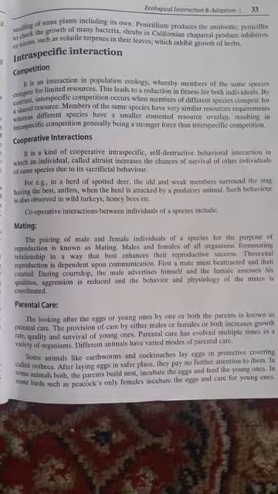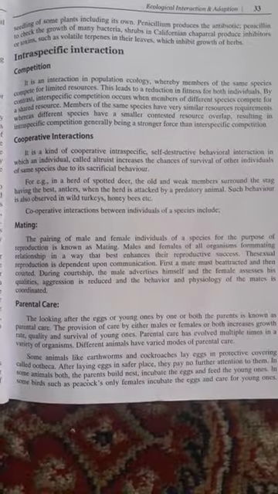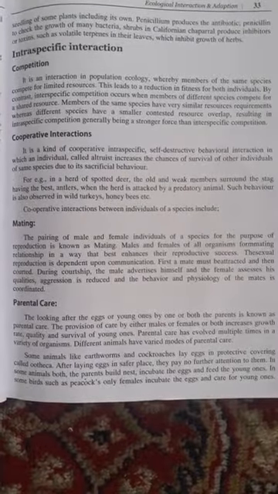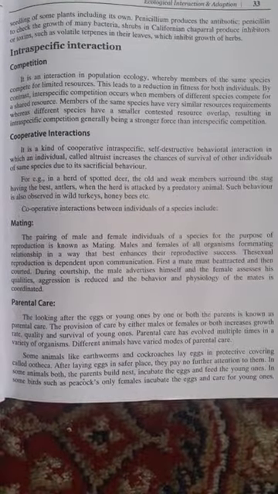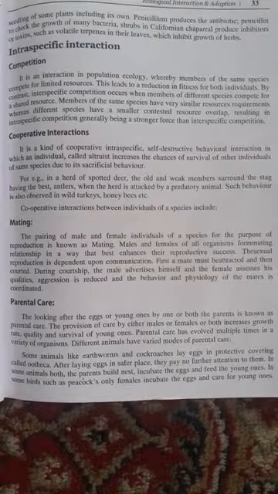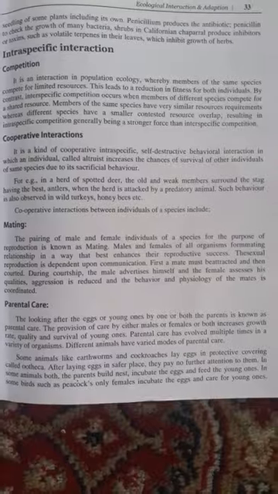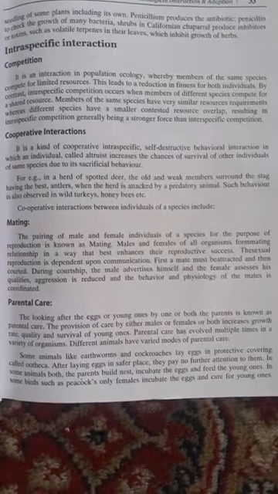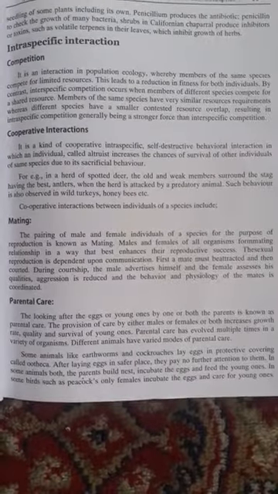Then there is mating. The pairing of a male and a female individual of a species for the purpose of reproduction is known as mating. Males and females of all organisms form mating relationships in a way that best enhances their reproductive success. Sexual reproduction is dependent upon communication. First, a mate must be attracted and then courted. During the courtship, the male advertises himself and the female assesses his qualities. Aggression is reduced and the behavior and physiology of the mates is coordinated.